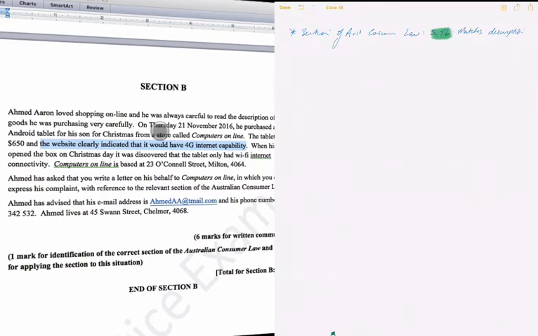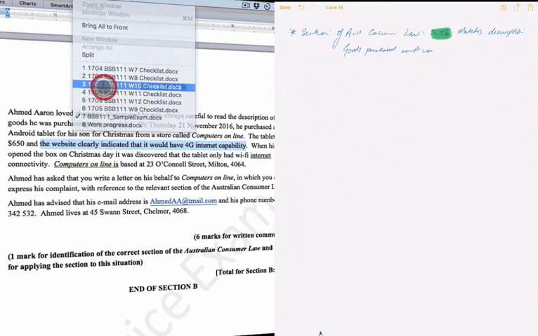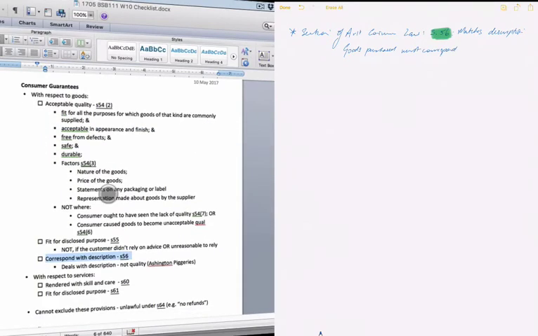Now, what do you actually need to write in your paper? You just need the section 56. I'm just writing some words as a bit of more explanation in my head. So, what does section 56 actually require? Section 56 says that goods purchased must correspond with description.